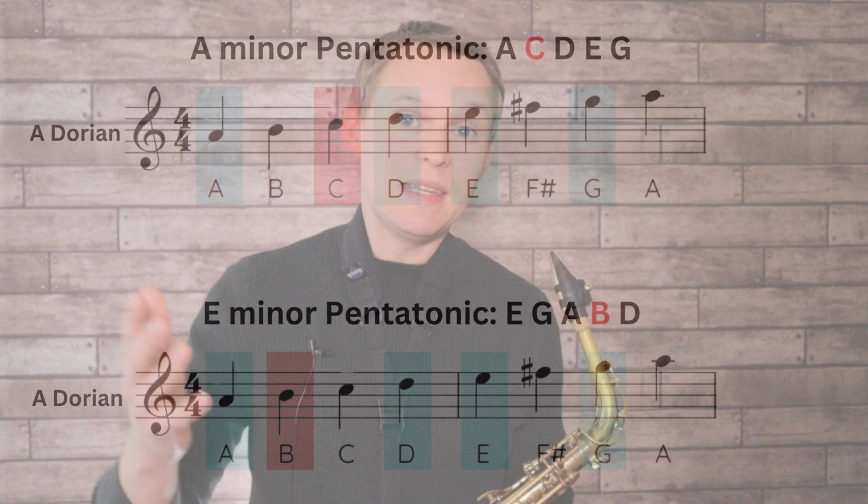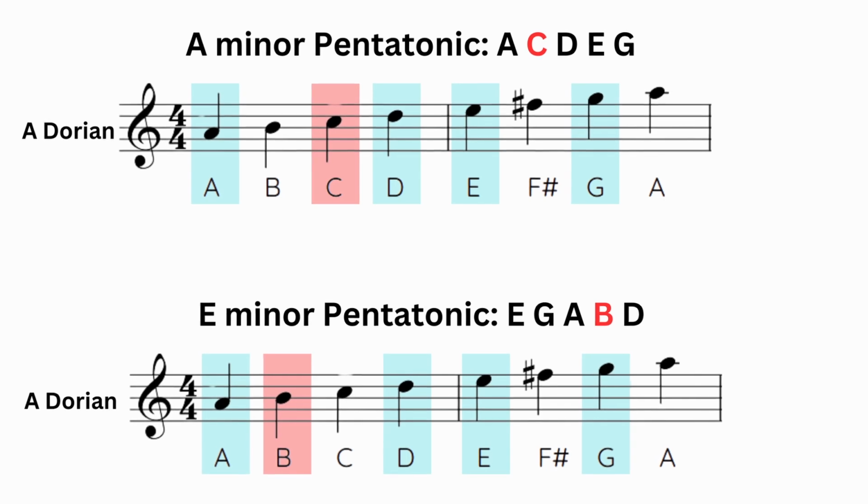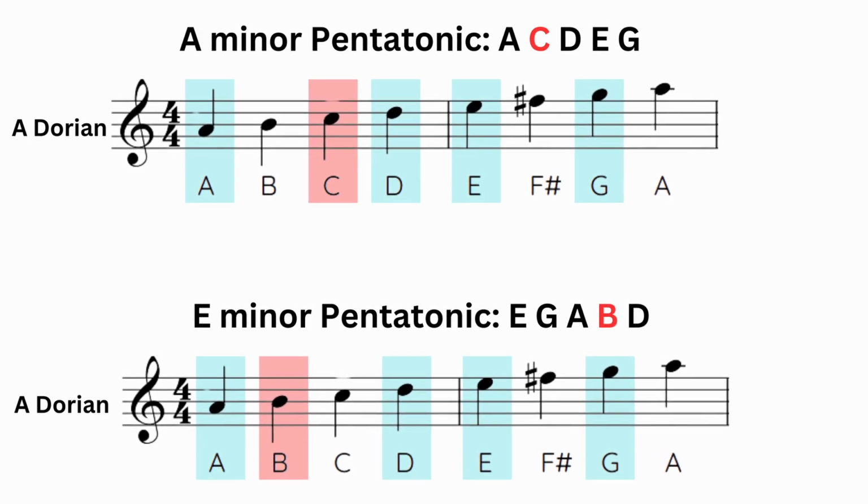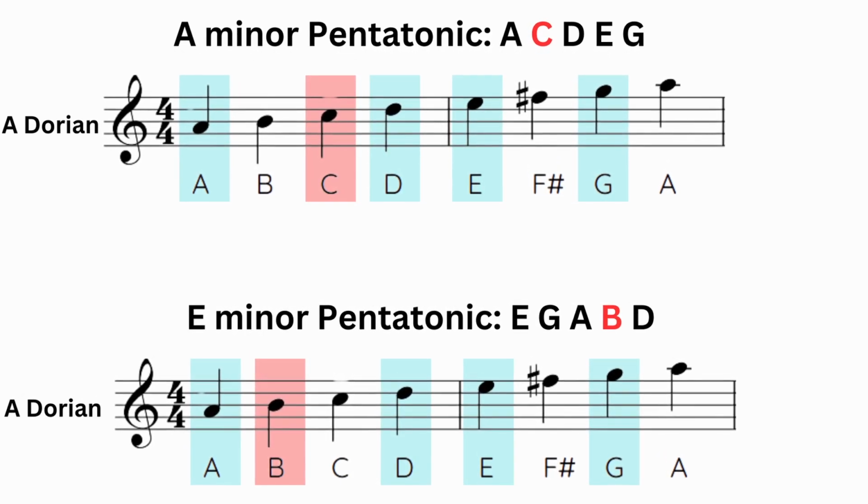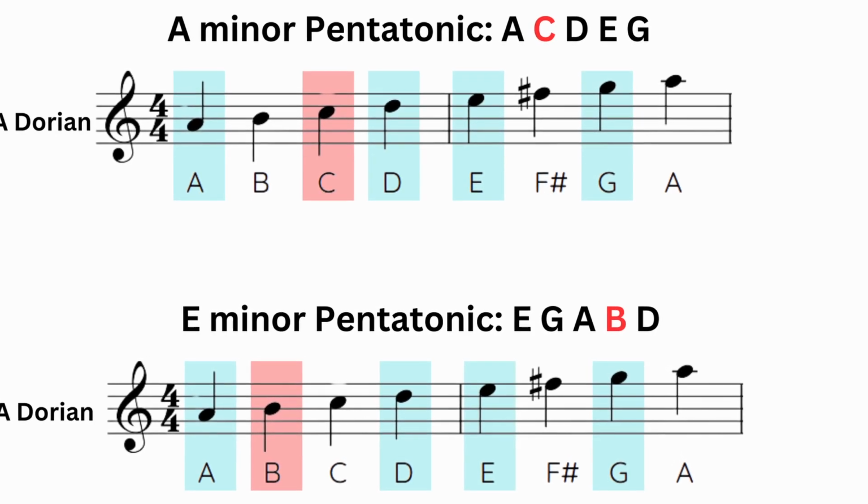Now if you compare the E minor pentatonic with the A minor pentatonic, you can see there's only one real change. The C in the A minor pentatonic is turning into a B in the E minor pentatonic. Now to understand the effect that has on the overall sound of the scale, if we build an A minor chord, you'll see where these notes from the pentatonic start to appear.